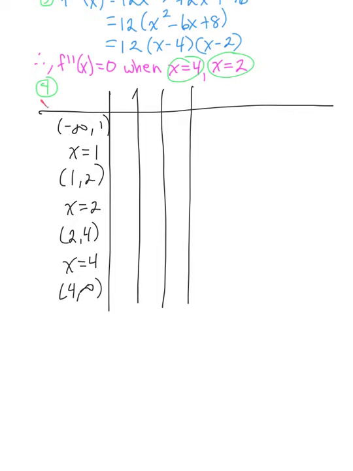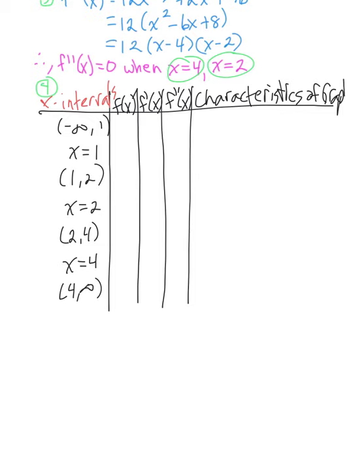So these are my x intervals. Okay, and this is going to be f of x, f prime of x, f double prime of x. And then this is going to be my characteristics. And I'm going to squeeze in graph. Okay, then I want my rows.